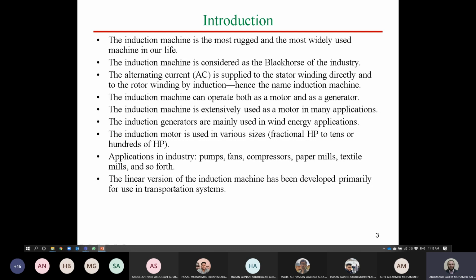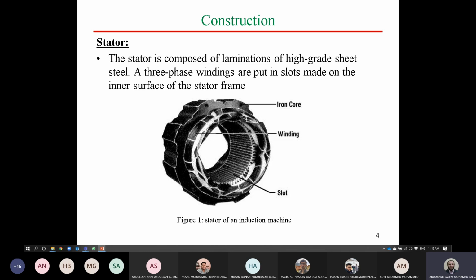Also, linear versions of induction machines have been developed primarily for use in transportation systems. We discussed in the last topic of synchronous machines that we have the linear synchronous motor. Also, we have the linear induction motor, which is used in transportation systems. So this is just a brief introduction about the induction motor. Again, I'm going to discuss this part quickly because you know most of this information before.